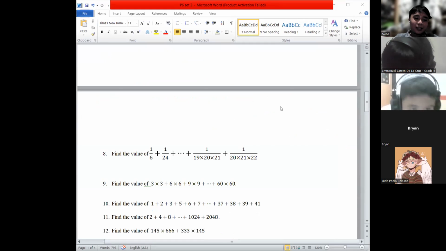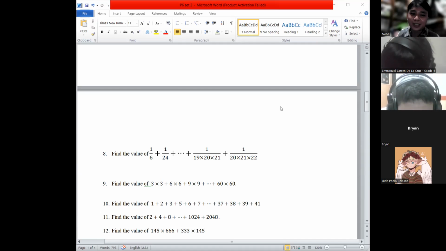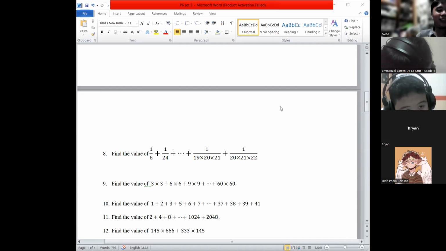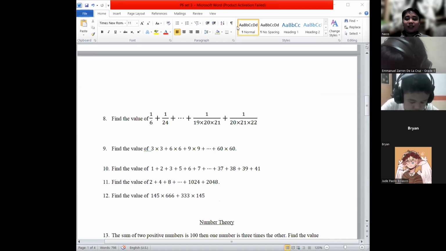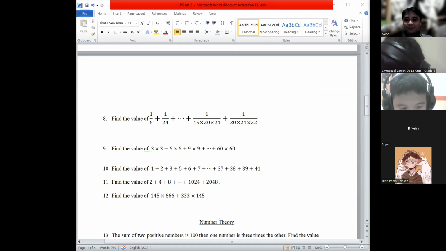Oh, now we have 3 numbers at a time. So I guess it's obvious that 6 is 1 times 2 times 3, right? What's the answer here? And 24 is 2 times 3 times 4. So what is the answer? Number 7, is anyone solving it already? Nope. That's too far. 21 over 22. Not. Any other solution?